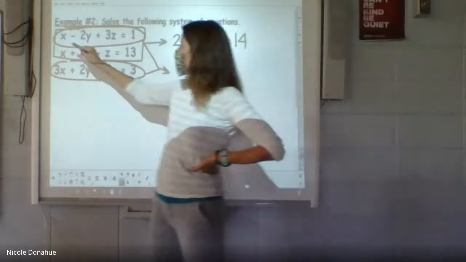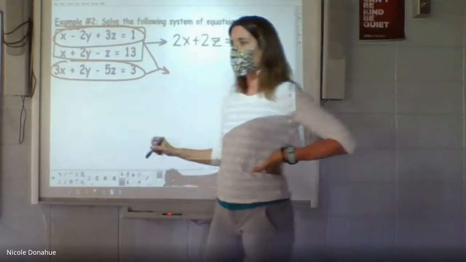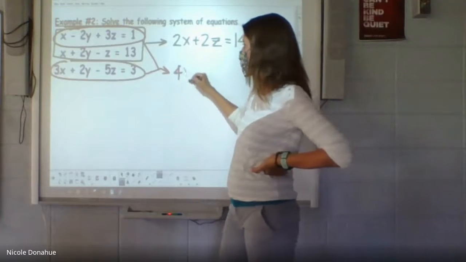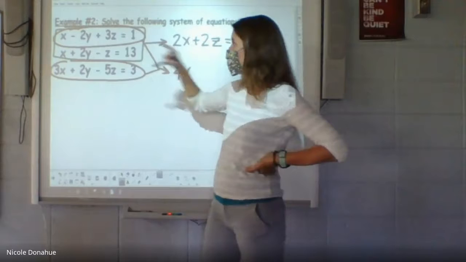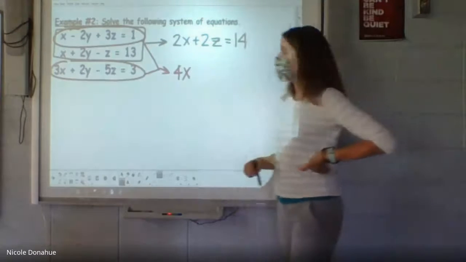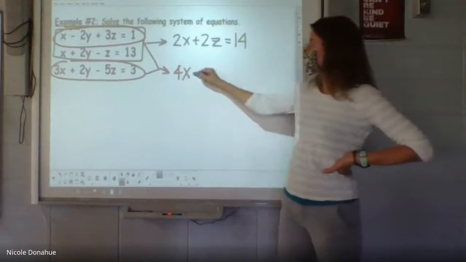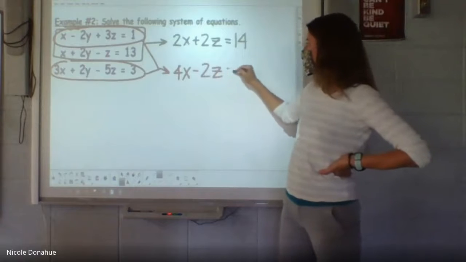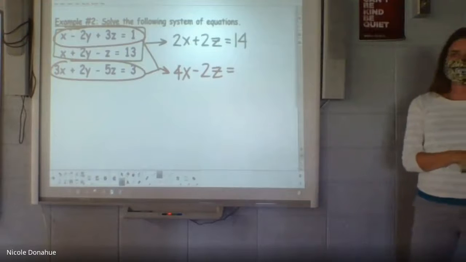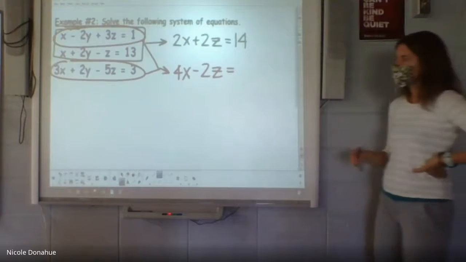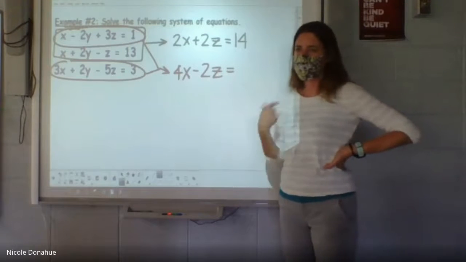We have X and 3X's. How many X's? 4x. The 2Y and negative 2Y cancel. 3z and a negative 5z. Negative 2z. The best is when it's 1z. Just z.